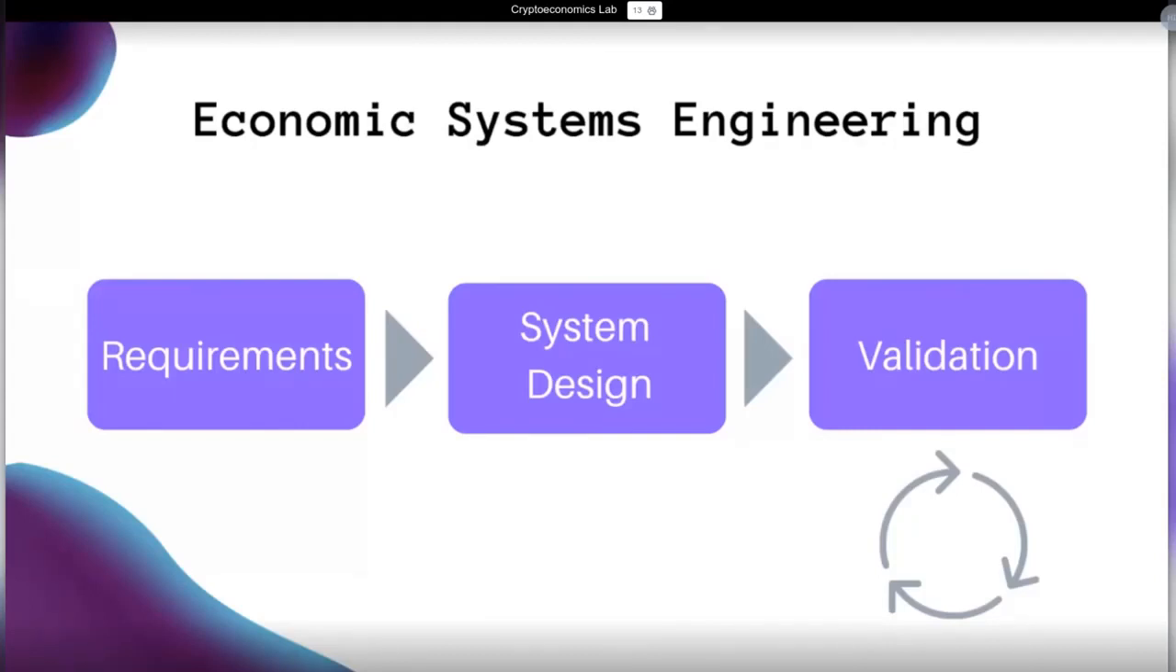With regards to validation, what we want to do is input a given mechanism design, which we hypothetically think will work. And then we input that into a simulation and see if it actually works as we desire. So we basically check if it satisfies the system's goals that we defined during requirements. If it satisfies, all good, but this is usually a very highly iterative process. And so we go through this over and over again until we reach the mechanism which actually satisfies the system goals.